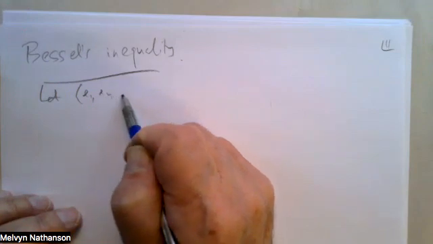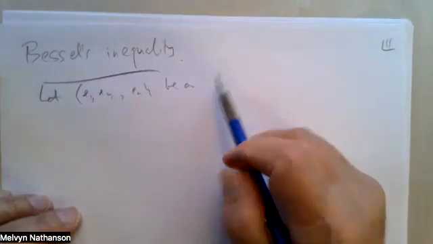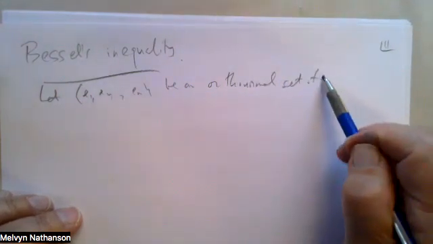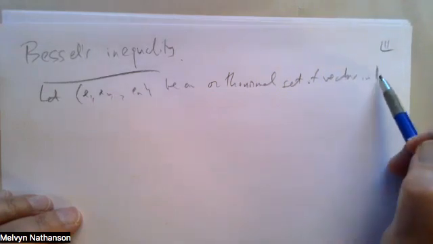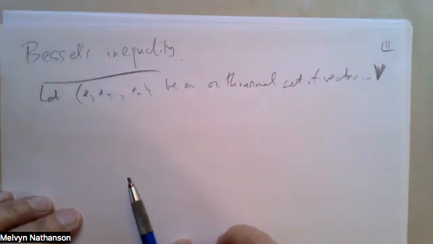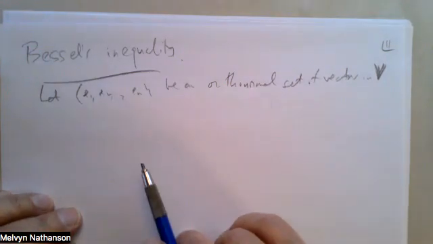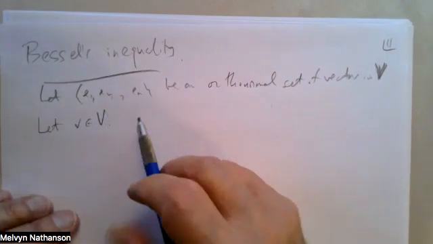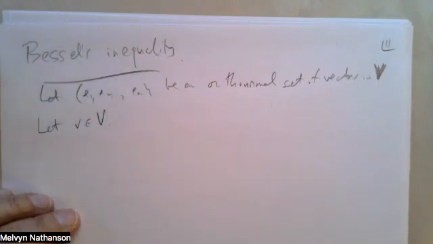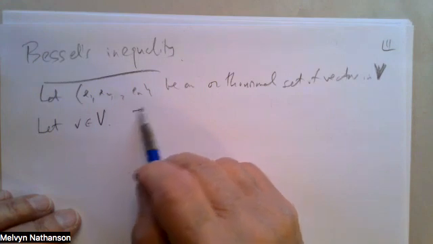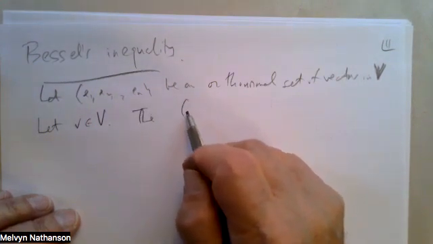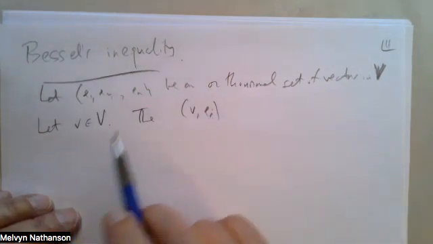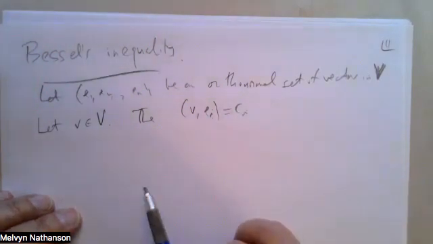Let E1, E2, up to En be an orthonormal set of vectors in some vector space V. Let v be in V. Then if I take the inner product of the vector v with the basis vector Ei, I call this c sub i.